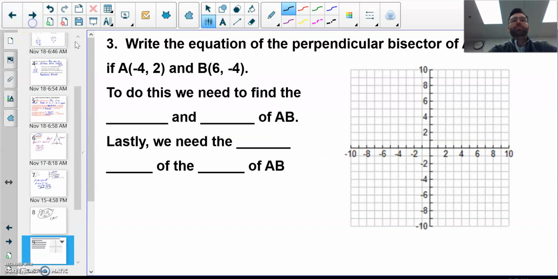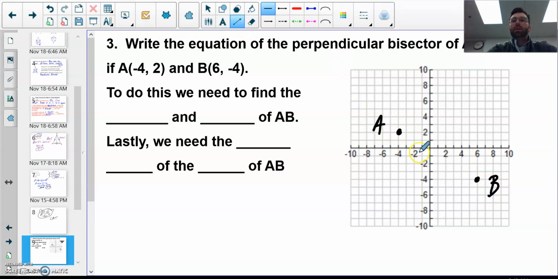Okay, here we go. So next, now we're going to change gears a little bit, but keep it somewhat the same. So we're going to go review some writing equations of lines. Okay, if we want to write an equation of the perpendicular bisector of AB, first I'm going to plot my 2 points, negative 4, 2, that's A, and 6, negative 4, that's my B. Okay, connect my dots.